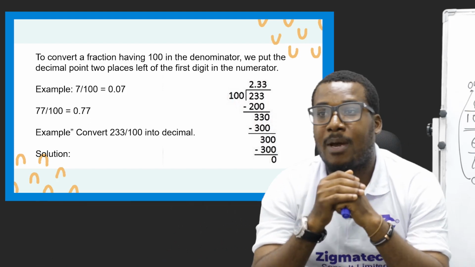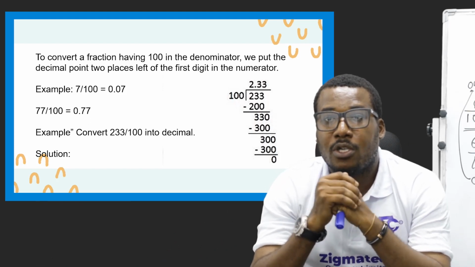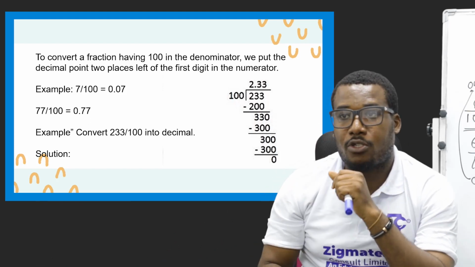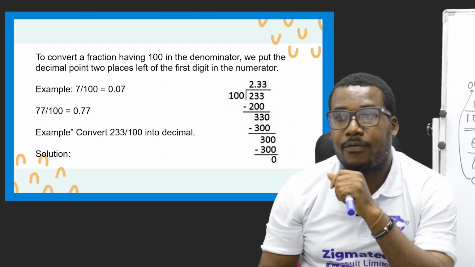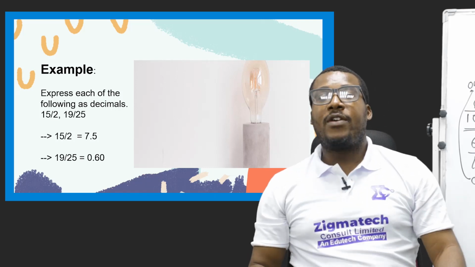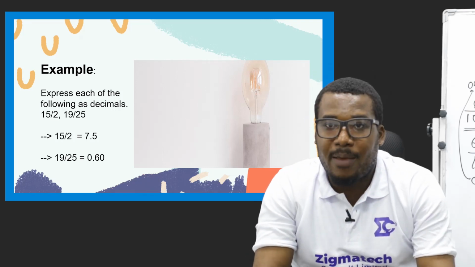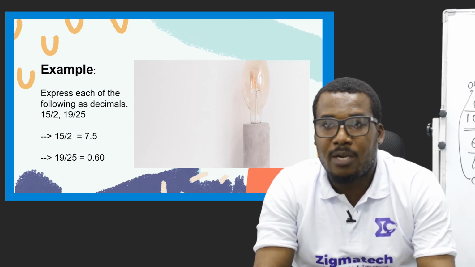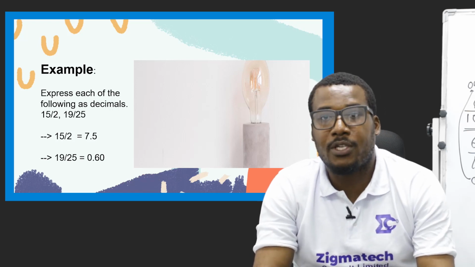Now let's see the last part of this session. We've already touched on converting using long division. Now we are having a scenario where we're not having fine numbers. Let me just shed more light on this before we finish this session.